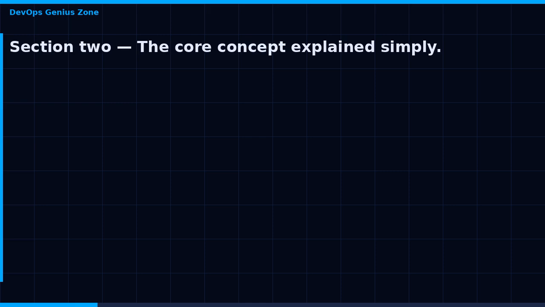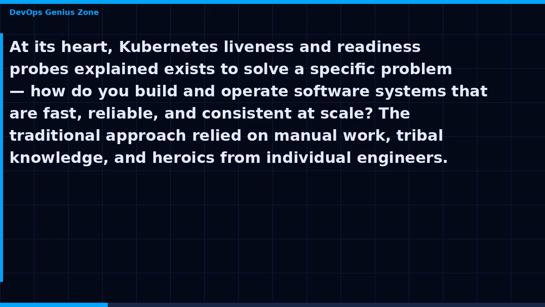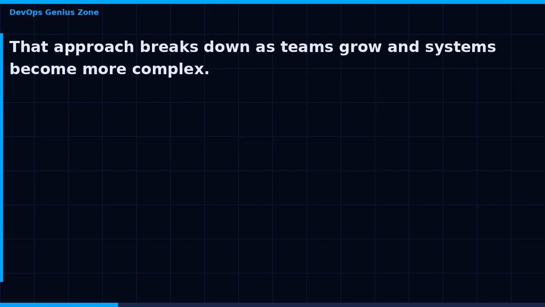Section 2: The core concept explained simply. At its heart, Kubernetes Liveness and Readiness probes explained exists to solve a specific problem: how do you build and operate software systems that are fast, reliable, and consistent at scale? The traditional approach relied on manual work, tribal knowledge, and heroics from individual engineers. That approach breaks down as teams grow and systems become more complex.